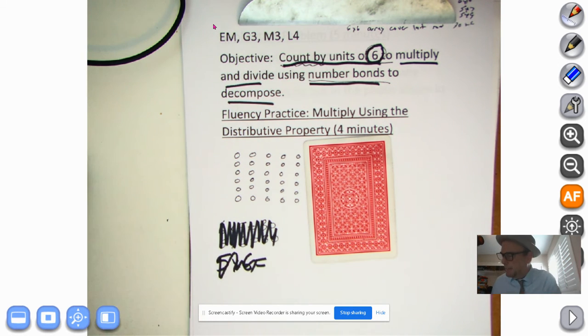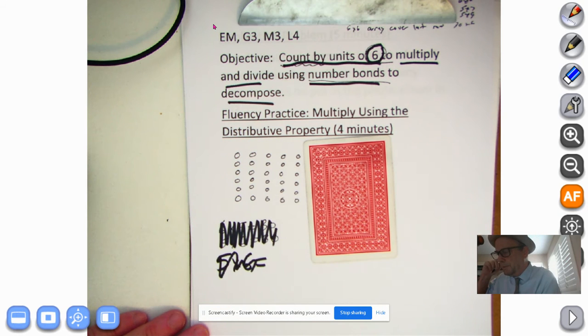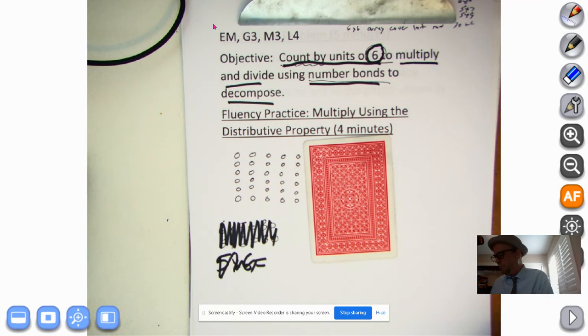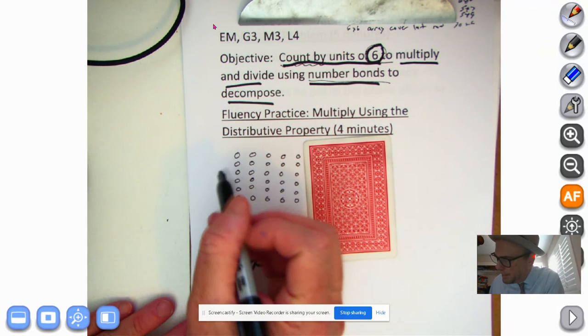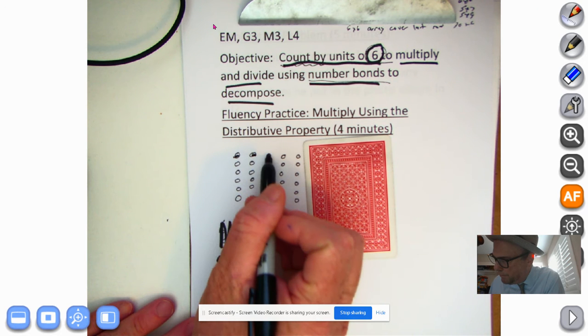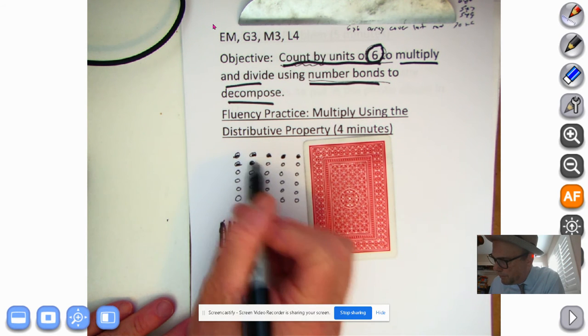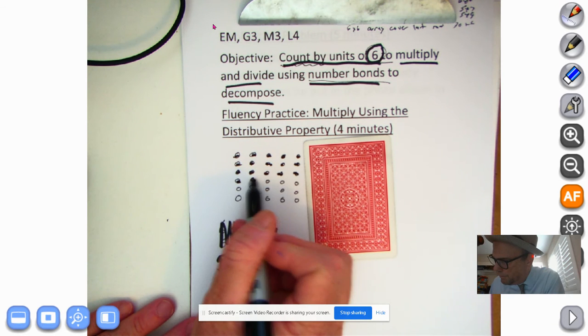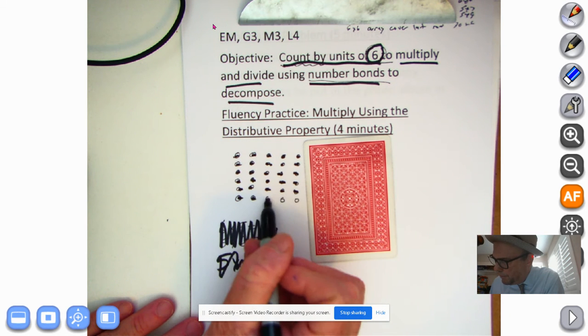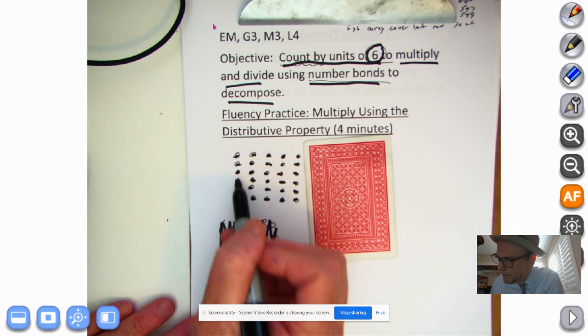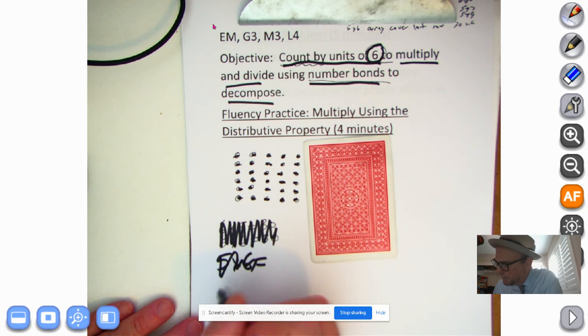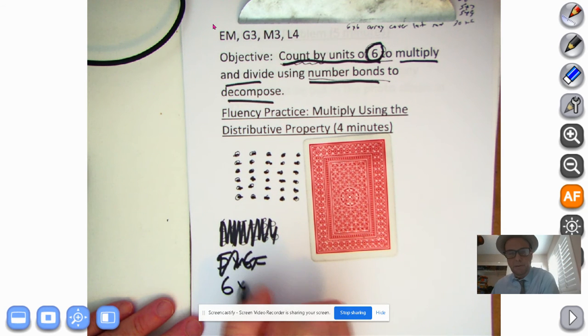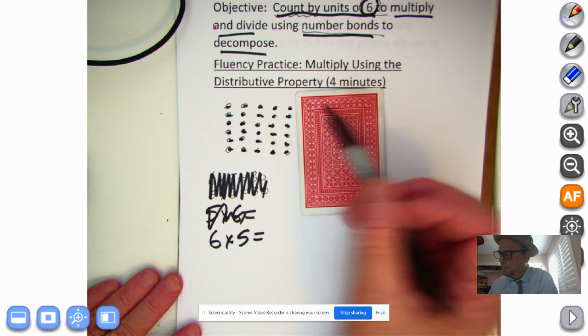Let's start with the fluency practice. In the fluency practice, we're going to multiply using the distributive property, and this should take about 4 minutes. Let's start off with this array right here. We have 6 rows of 5. So 6 times 5, what is that? We can count by fives if we do not know. It's 5, 10, 15, 20, 25, 30.